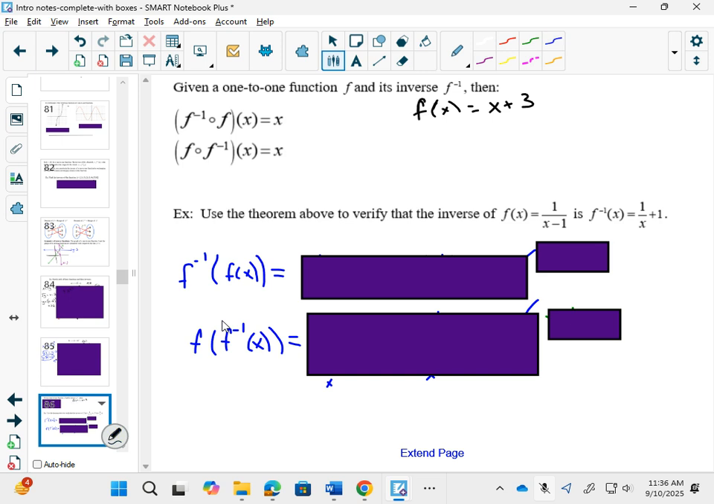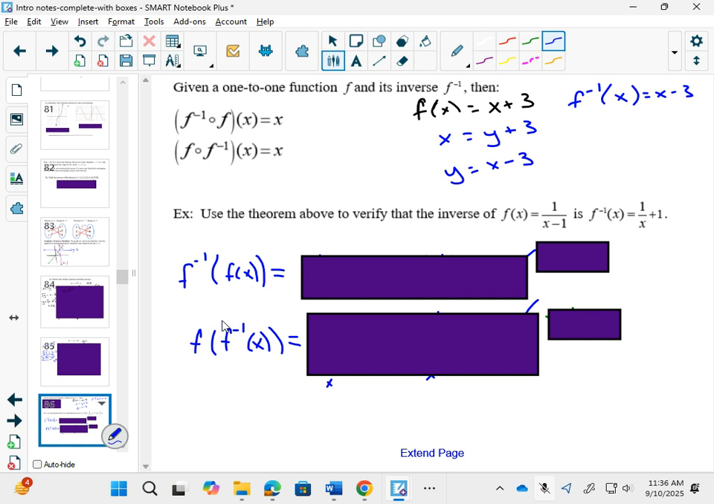F of x is equal to x plus 3. So if I switched x and y, I'd have x equals y plus 3. Really easy to solve for y. I just have to subtract 3 to the other side. Does it make sense that your inverse would be x minus 3? I would undo what you did to begin with.